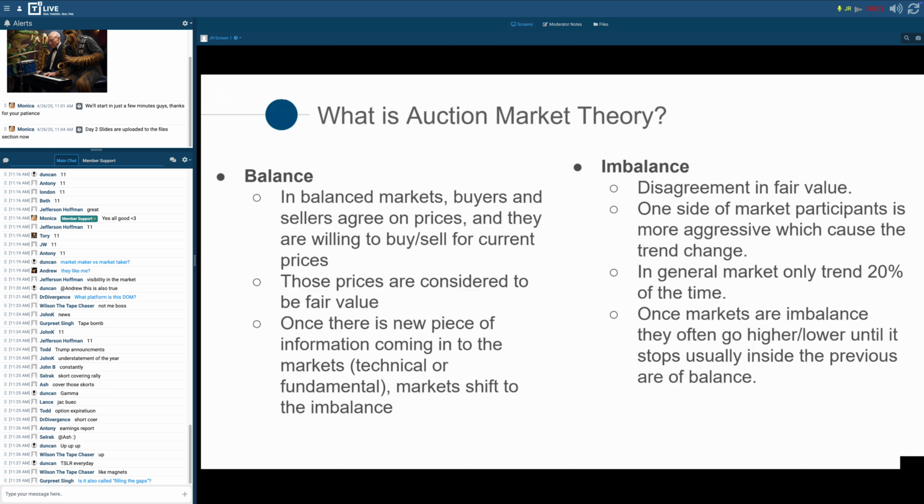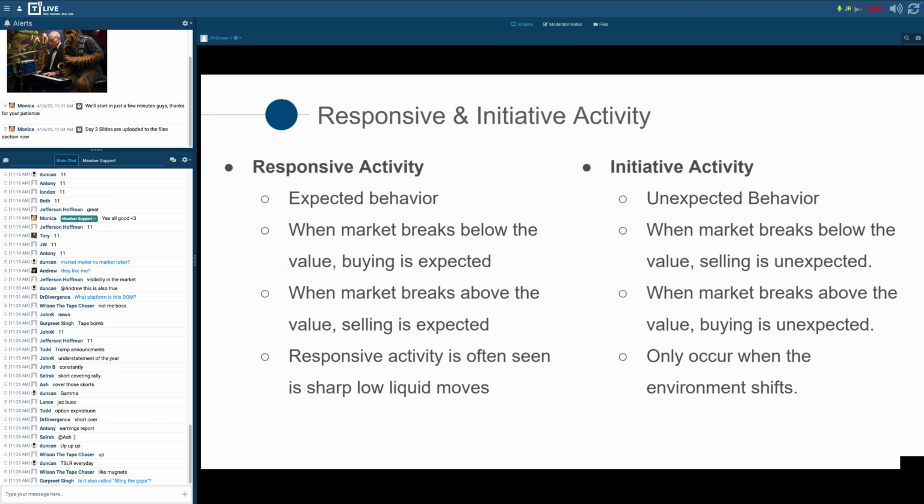Is it also called filling the gaps? Well, Gurpreet, the filling the gaps price action theory is the direct result of this phenomenon, right? So it's how price manifests. Absolutely, okay. It's how imbalances become balanced again, many times. Not always, but many times.